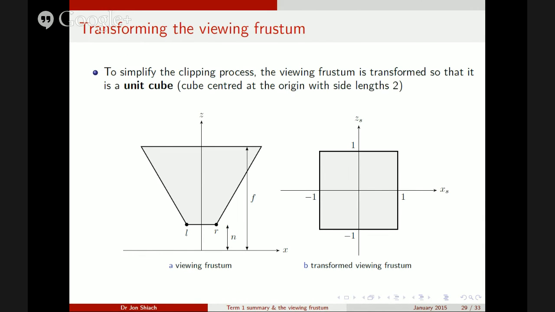We want to make life easy for ourselves. We're mathematicians, and one of the main things we always do is make life easy for ourselves. It's a lot easier to calculate the intersection between lines and planes if our planes are parallel to the X, Y, and Z axes. At the moment, if we're looking down the y-axis, so let's say this is a plan view looking down, this is our viewing frustum. We have four sides, left and right, top and bottom, which aren't parallel to our X, Y, and Z axes.